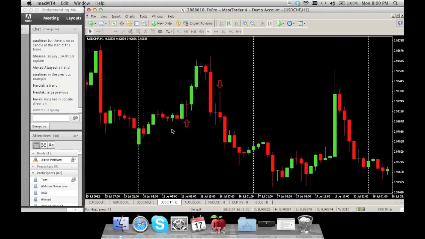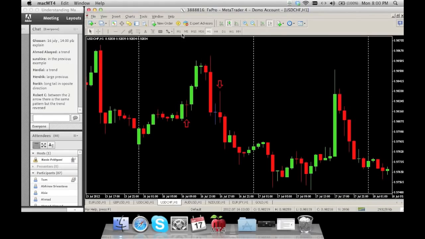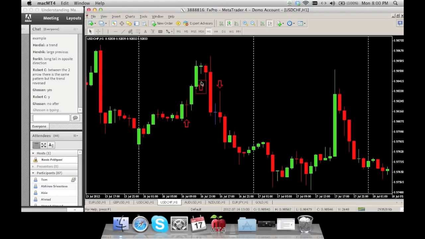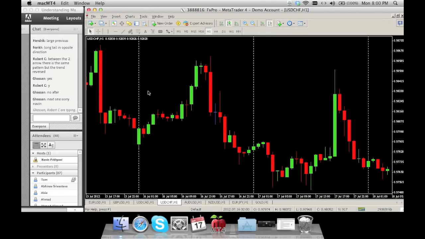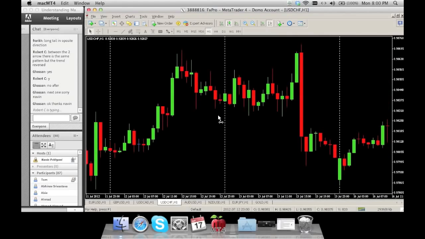Okay, 16 July, 1400, or is 1400? Okay, this one here. This green one here, I'm guessing you're talking about? Now, what is wrong with this particular candle? Oh, the one after. The one after. This is not a trend continuation pattern. We'll get into that. Let's not get ahead of ourselves. One at a time. So let's move on. Let's see some more patterns, and then we can step into the next pattern.